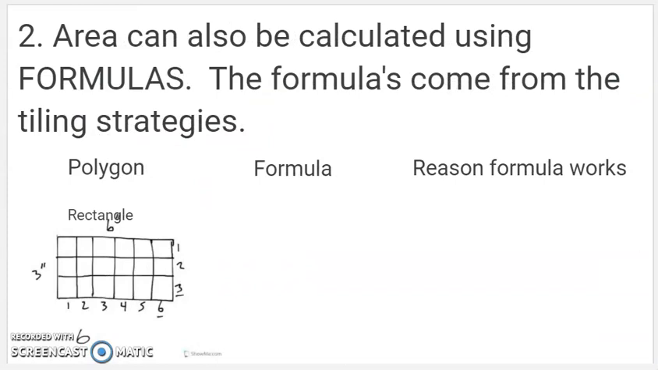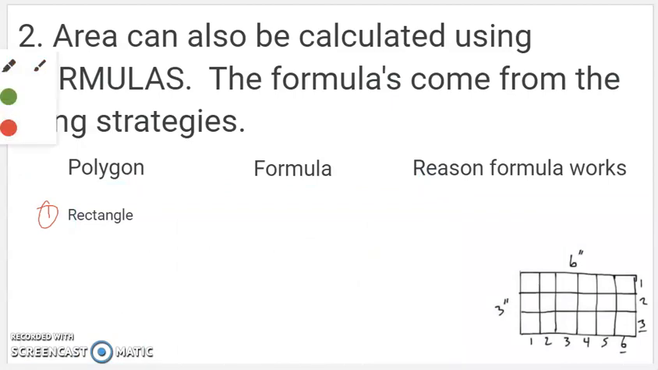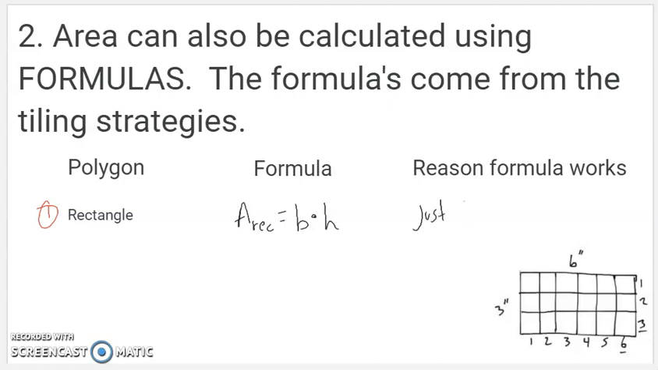Okay, let's start with rectangles, number 1 on your chart. So rectangles, like this one, I'm going to move the actual picture over here. I don't need you to draw it there. Rectangles, their formula for area is that the area of a rectangle, I like to write it like this, rectangle here, so I know what I'm talking about, is the length of their base times their height. The reason that formula works is it is just like a multiplication array that you learned in 3rd grade.